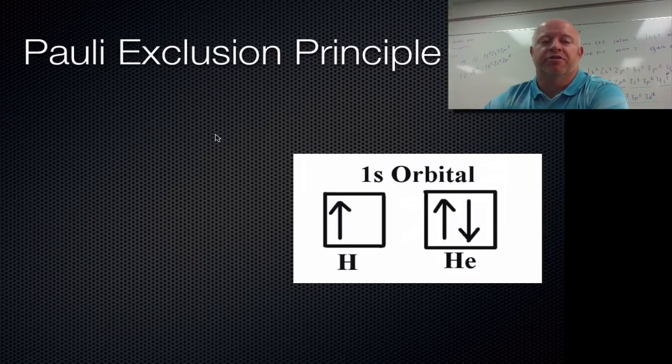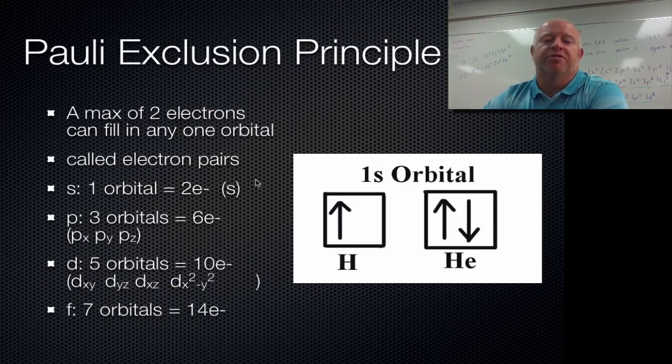Second rule is the Exclusion Principle. The Exclusion Principle tells us we can put the maximum number of 2 electrons in any one orbital. Okay, we call these electron pairs. It's allowed to happen because these electrons have different magnetic spins. So imagine having 2 bar magnets. You can put them next to each other if you make sure that the south pole is lined up with the north pole, but you could not put them next to each other if the north poles were lined up together, kind of idea. Okay.